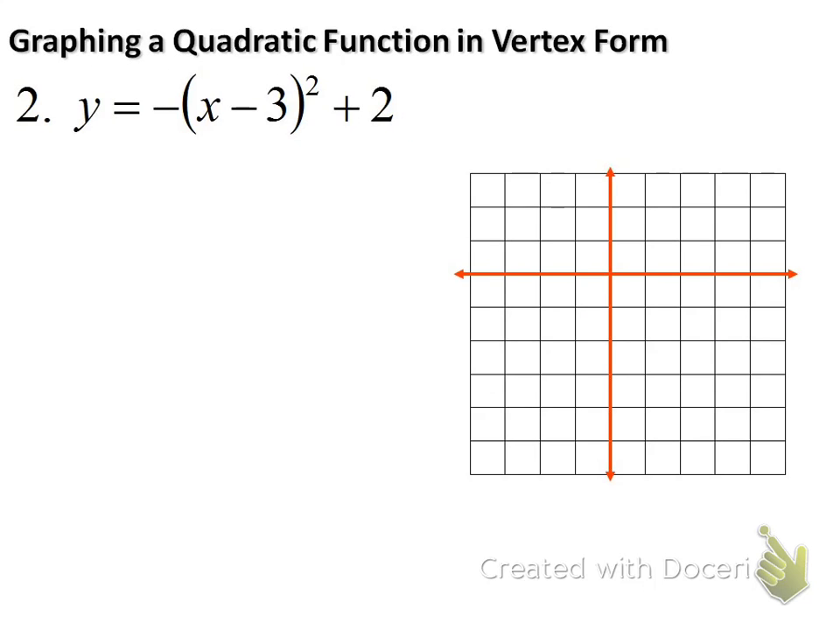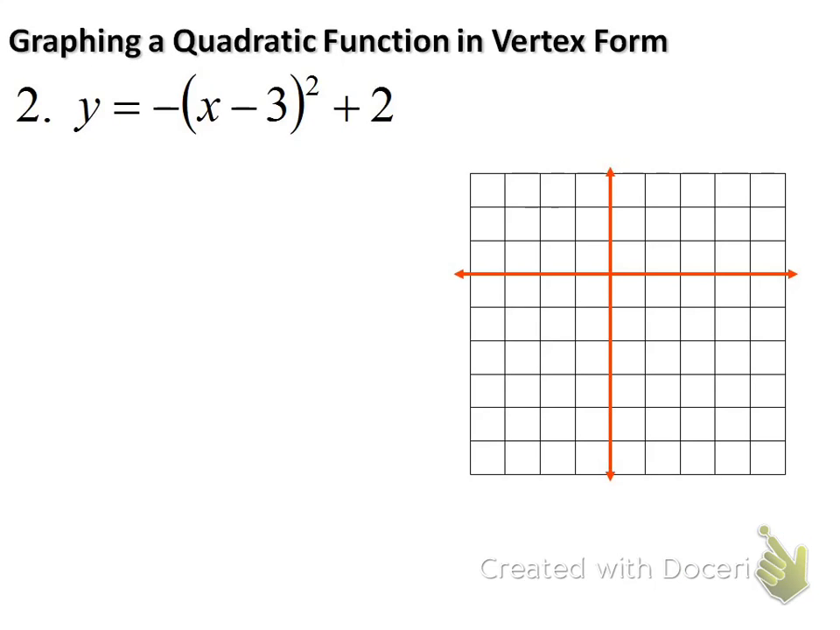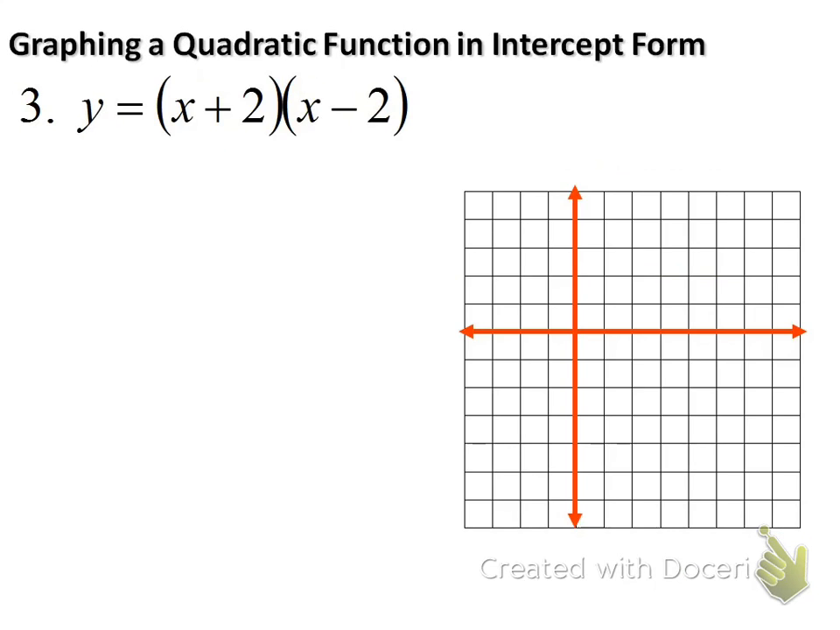So the question was, how do you know when it's opening up or down? So we'll just go back to number 1. Here, do you see A is positive? It's just a 1. So that's why it's opening up. Here, A was negative, so it's opening down. So it just depends on the sign of your A value. A in intercept form is the number in front of the parentheses as well. So here A is just 1. It's positive, so our graph should be opening up.